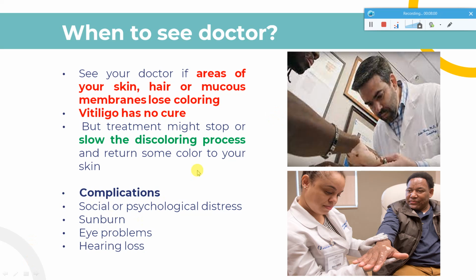This can lead to a lot of psychological distress, and there are a lot of people who go into depression because of this issue that they are facing. One more complication is sunburn, which can lead to further destroying of melanocytes, which can lead to more vitiligo again. They are also prone to eye problems and hearing loss.